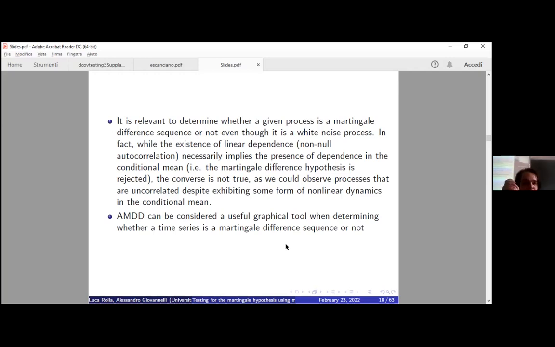is to study examples of time series that have zero autocorrelation, but still have some form of nonlinear conditional dependence in the mean. This is what we are looking at.